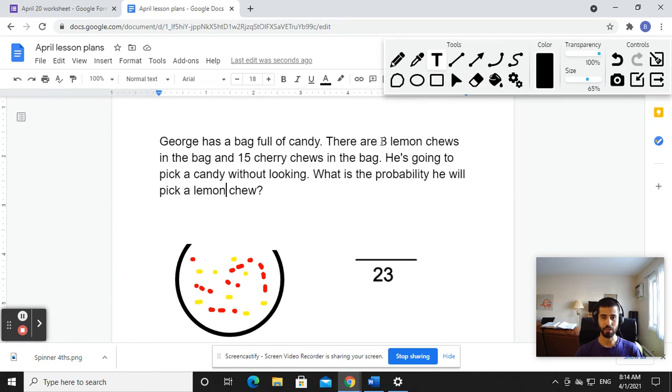Now there are 8 lemon chews. There's still the same total number of chewy candies in the bag, but only 8 of them are lemon.